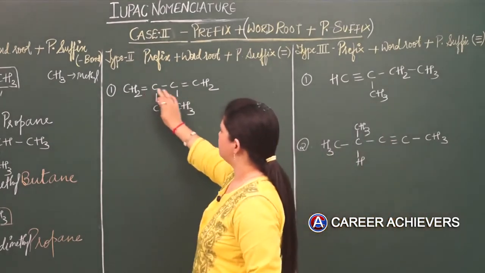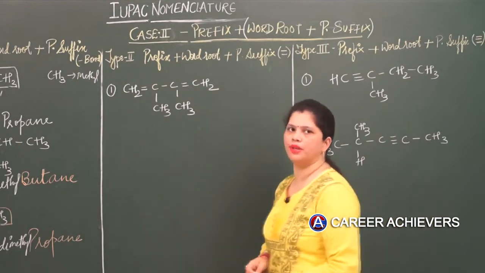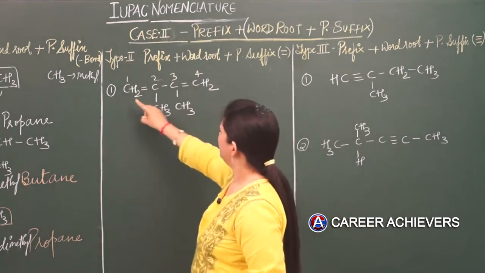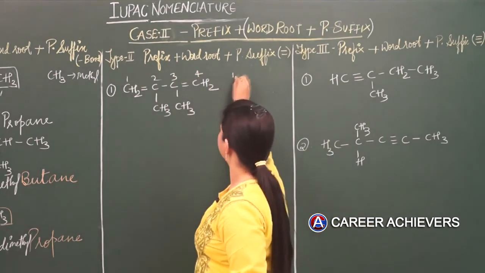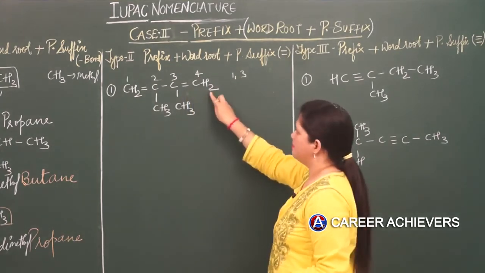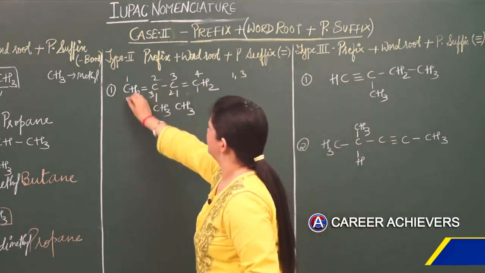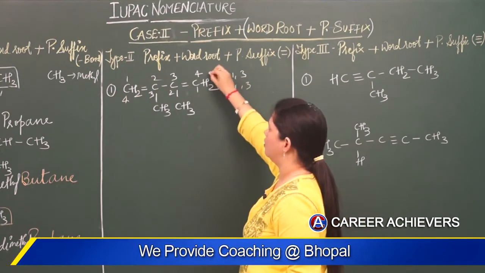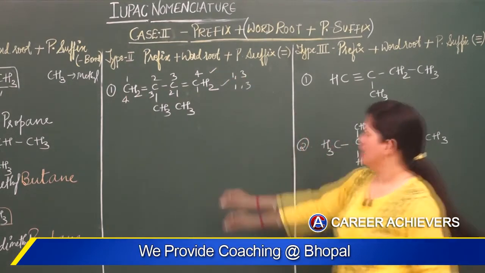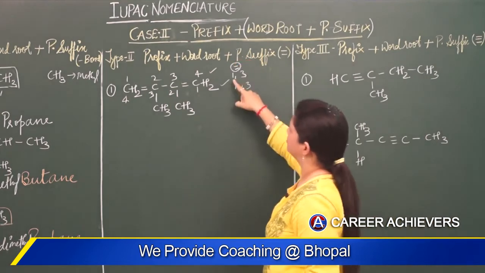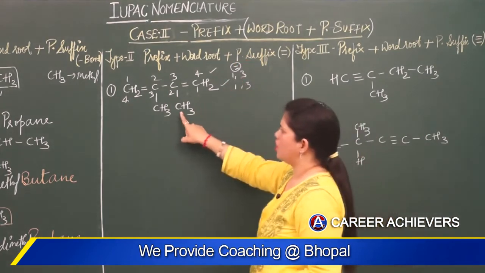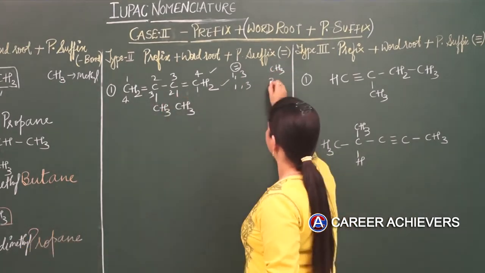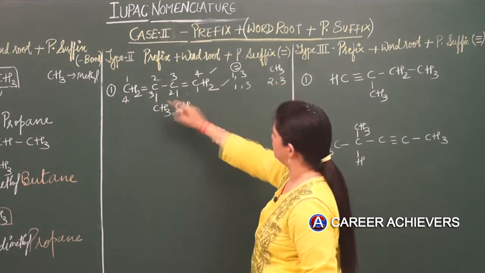We can see from this molecule that a double bond appears on both sides, right? So if I number from this side, the positions for the double bond come out as first and third carbon. But if I count from this side, the double bond again occurs at the first and third carbon only, so either numbering can be taken. Now talk about the positions of the methyl group. The methyl group is on the second and third carbon, from that side as well as from this side.